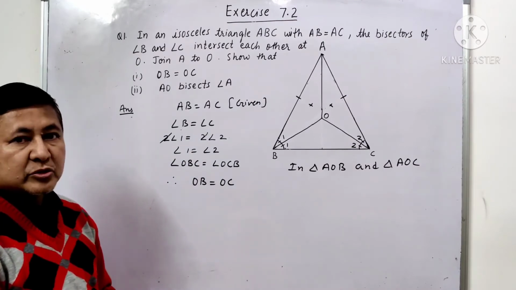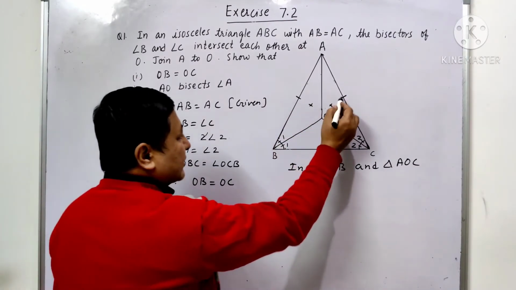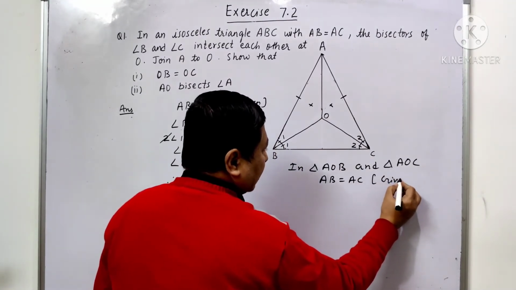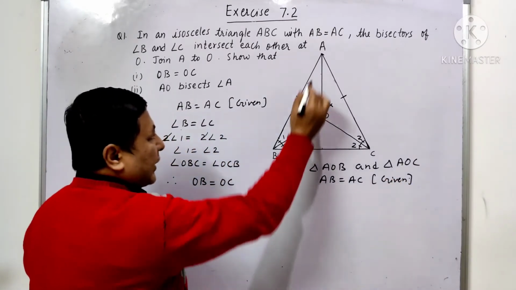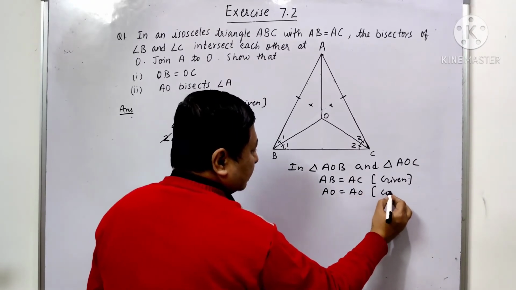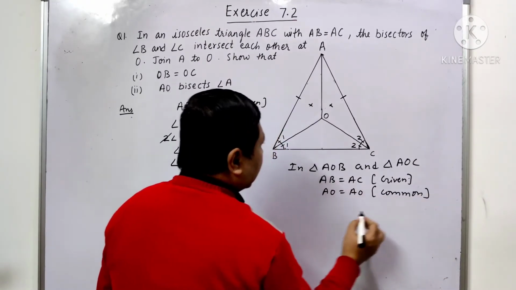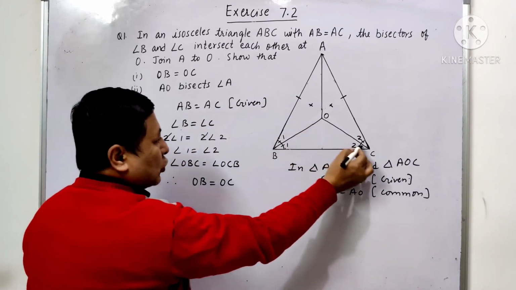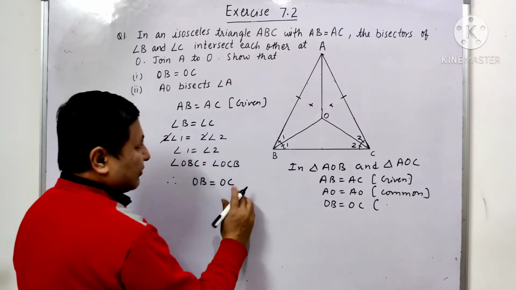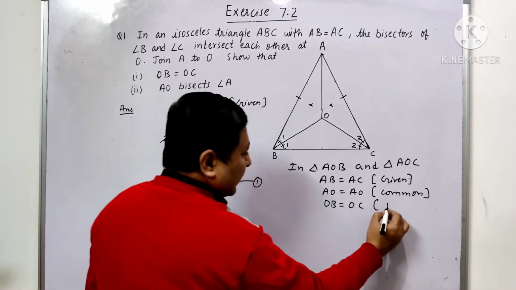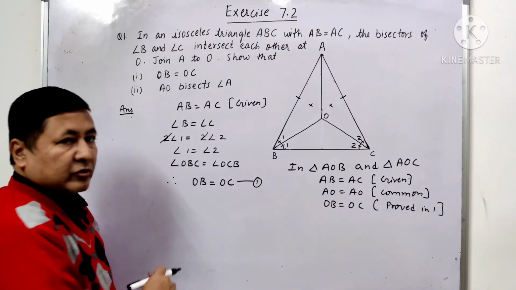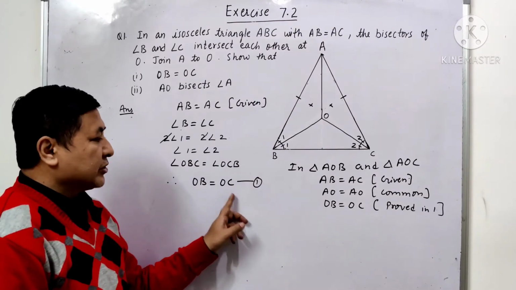Now let us prove these two triangles congruent. AB is equal to AC. It is given in the question. And AO is equal to AO. It is common in both triangles. And OB is equal to OC. We have proved this, we'll mark it as number 1. In equation number 1 we have already proved that OB is equal to OC.